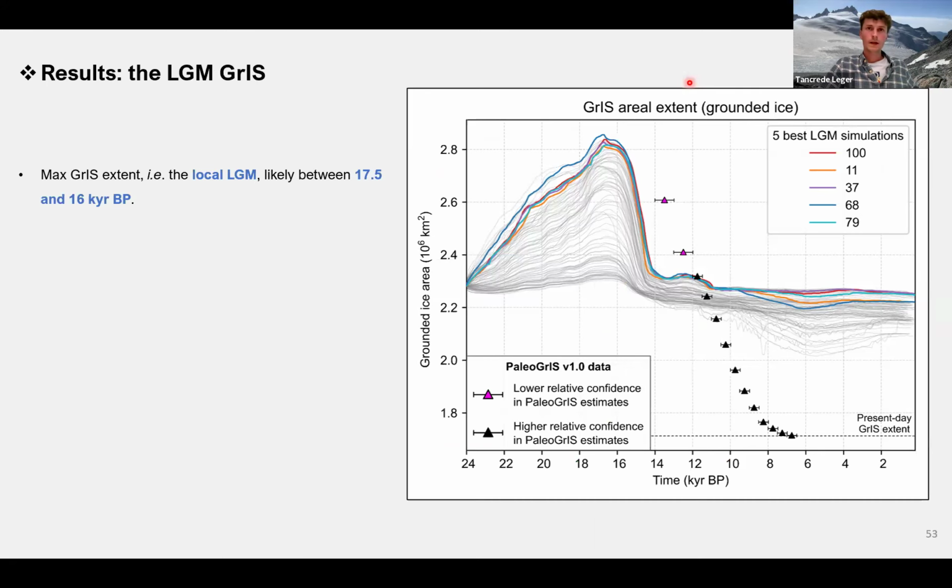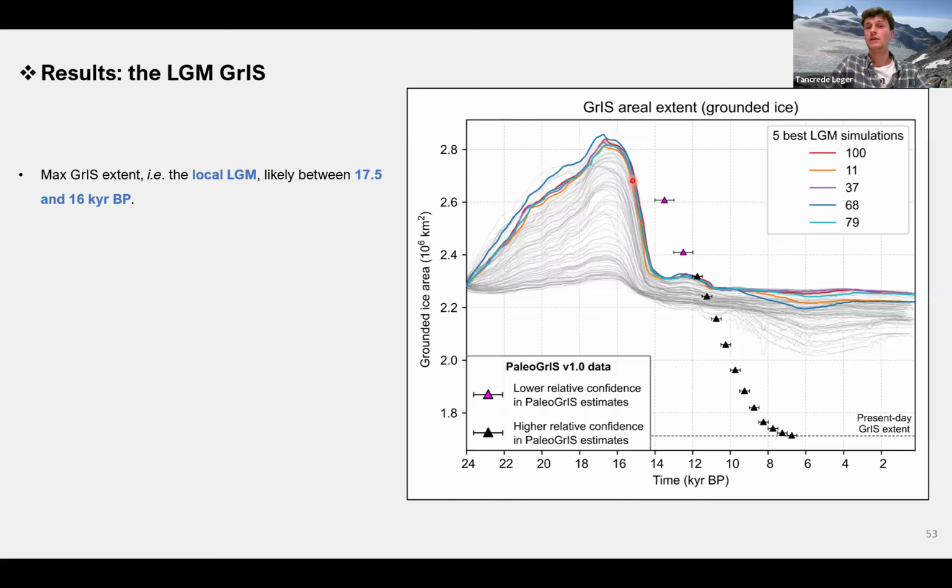Okay, so some results from that. If we look just at the LGM here, I've plotted the areal extent. You have the full ensemble in gray lines, and then you have some highlighted simulations for the ones that score best at the LGM test, so test number 1, highlighted on top. And what I've done is also plot the PaleoGrIS data in these triangles here. So you can see that we are completely underestimating the retreat during the early Holocene, but I'll talk about this later in the talk. But here, if we focus on LGM, we see that the maximum LGM extent is between 17.5 and 16,000 years ago. And this is mostly controlled by the input climate forcing, basically. So it's not a surprise to us.